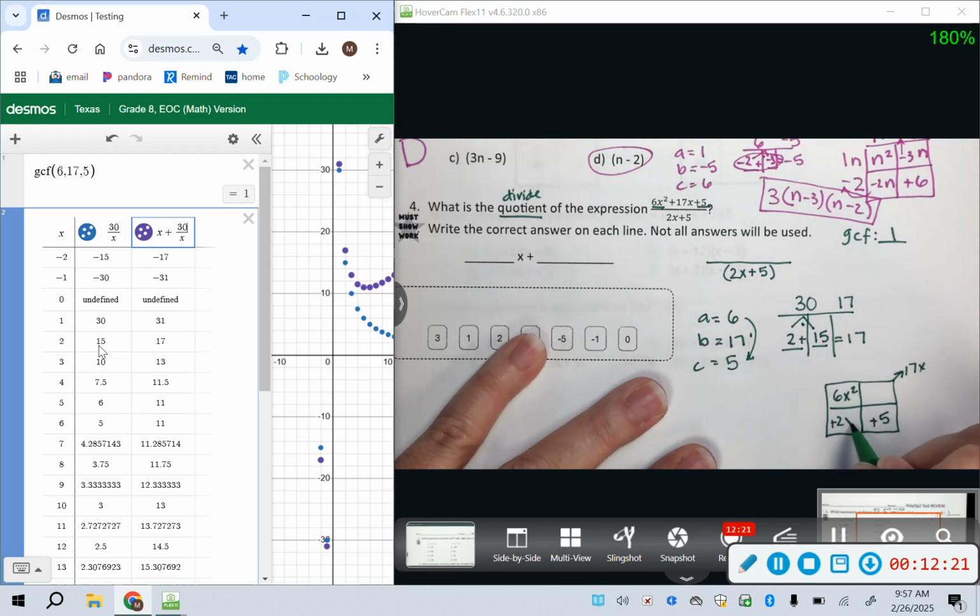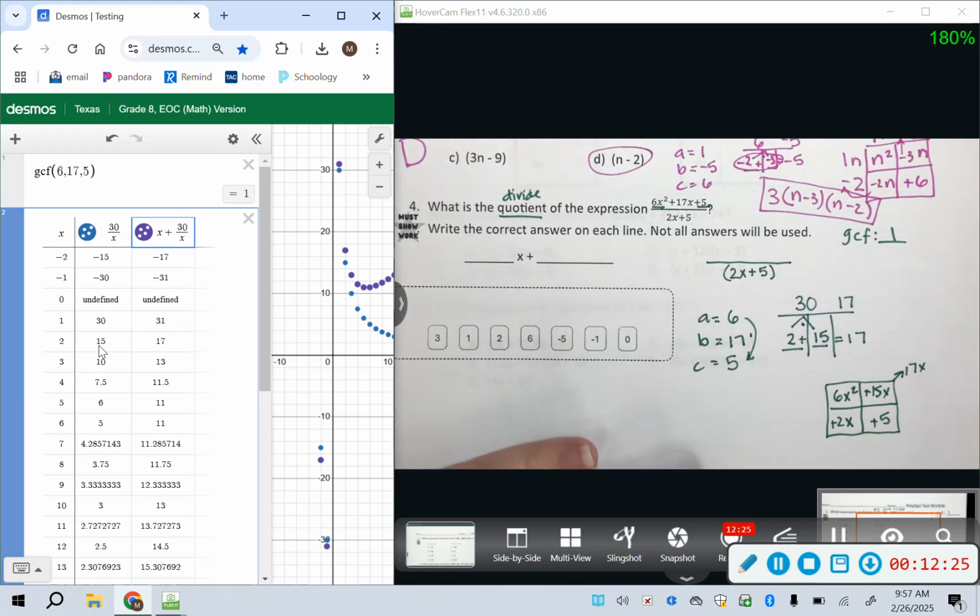So we have positive 2, don't forget your x. Positive 15, don't forget your x. And we GCF it. So x will always be here, not here. This is positive, so this is positive. X, positive. Okay, so now I'm going to GCF.